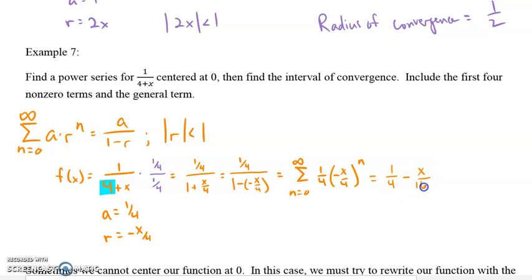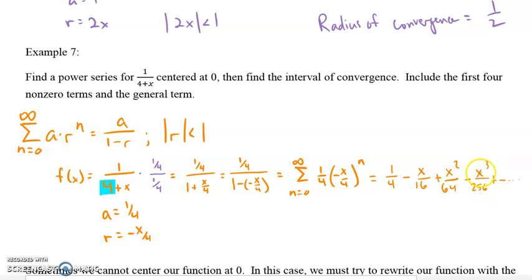4 times 4 is 16. Negative times negative is positive. X times x is x squared. 16 times 4 is 64. Positive times negative is negative. X times x squared is x cubed. 64 times 4 is 256. And we'll continue to add and then subtract, alternating because r is negative.